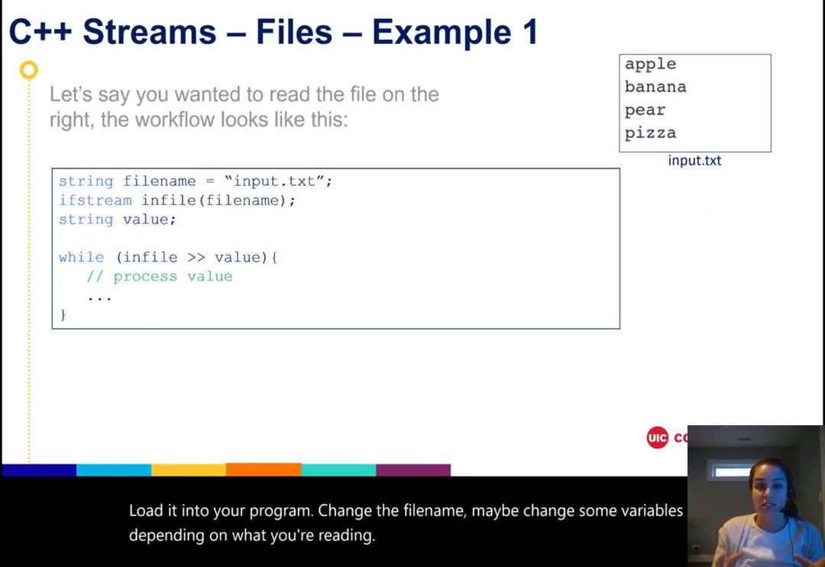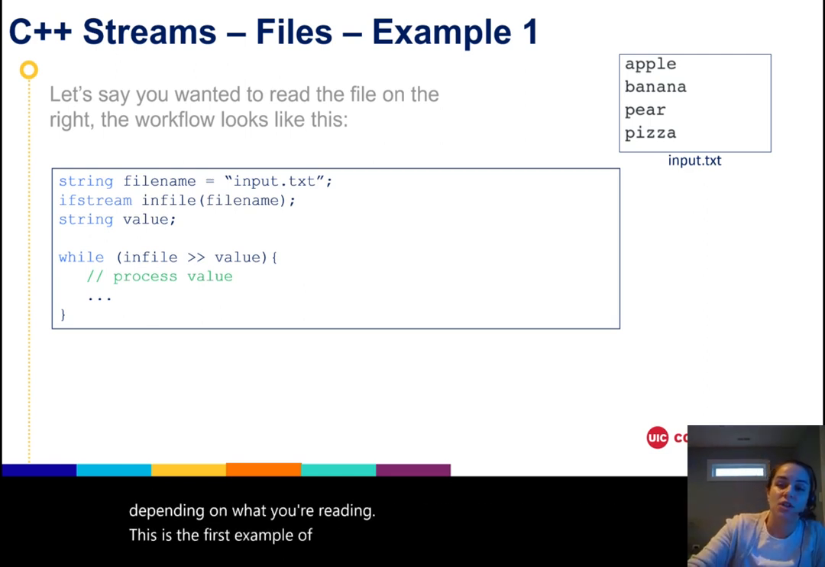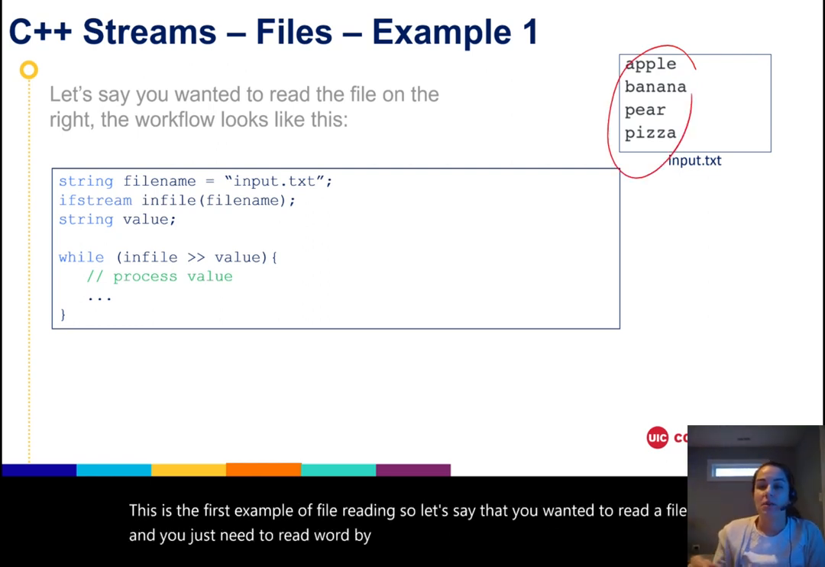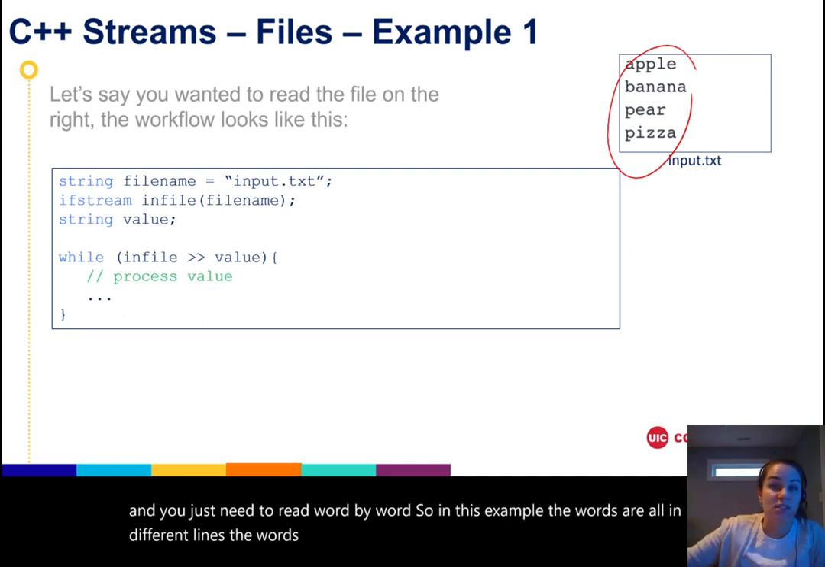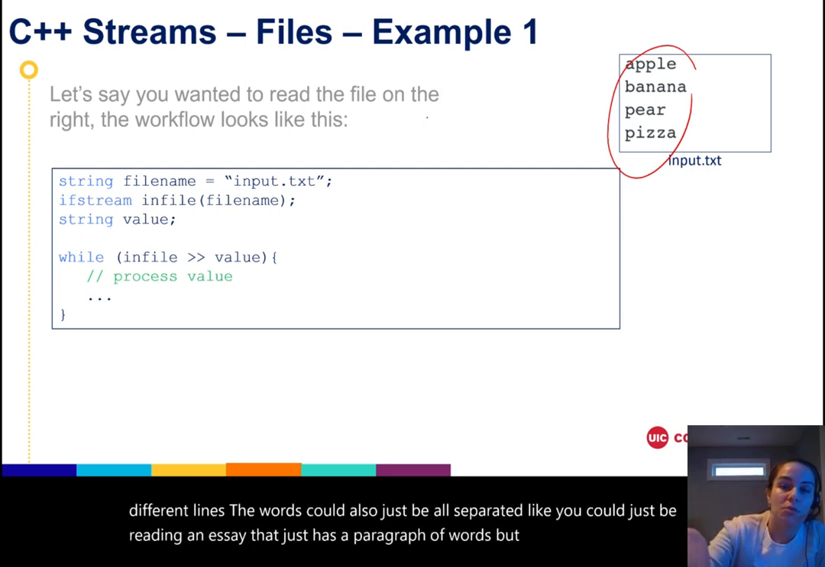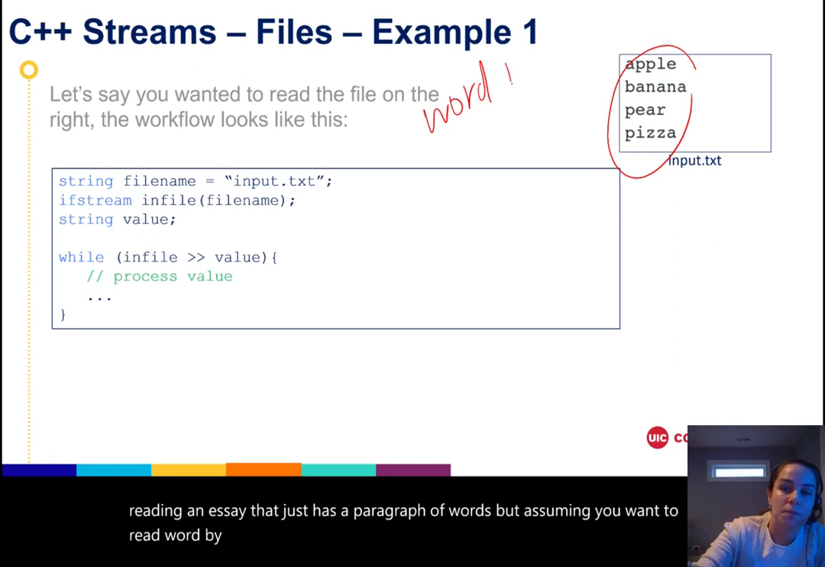This is the first example of file reading. So let's say that you wanted to read a file and you just need to read word by word. In this example, the words are all in different lines. The words could also just be all separated, like you could just be reading an essay that has a paragraph of words. But assuming you want to read word by word, this is the best template.